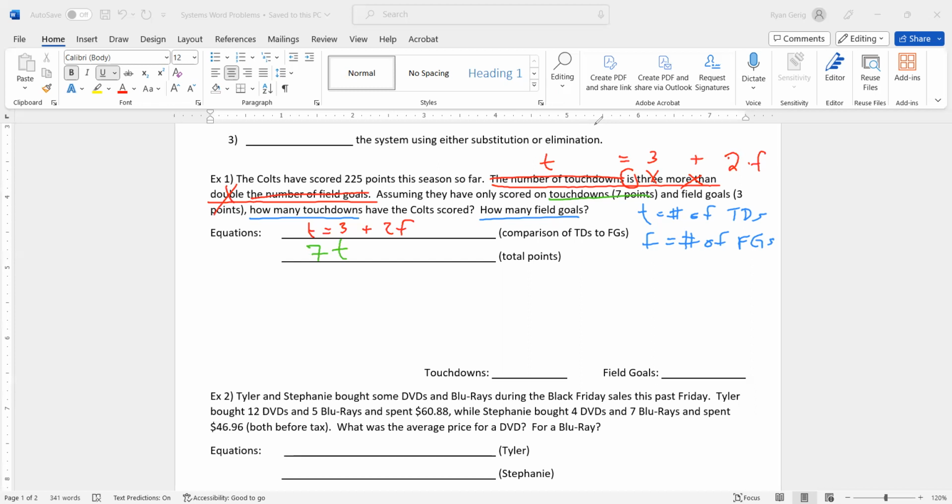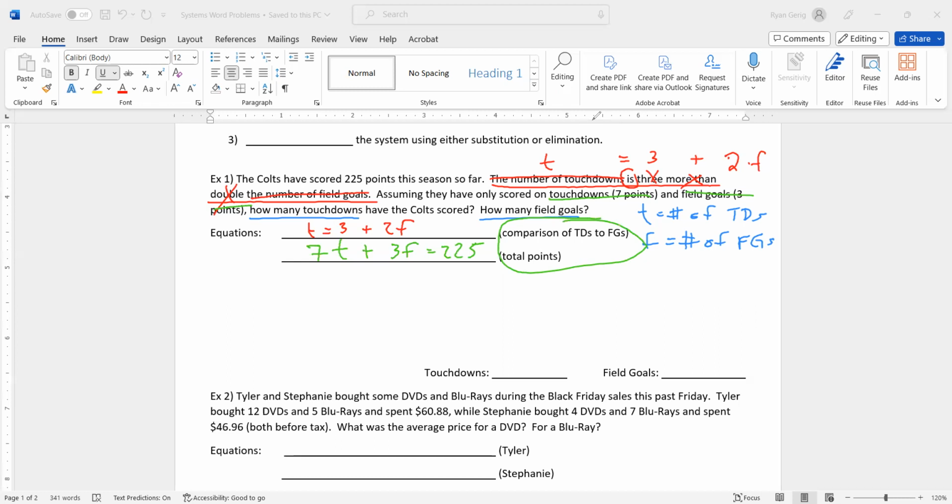Field goals are 3 points. So that's 3F. I kick a field goal. Let's say I kick 4 field goals. Each of them's worth 3 points. That's 12 points. What do I do with the number of points from touchdowns and the number of points from field goals? I add them together, and that equals the points they've scored so far, which is 225. There's step 2. Those are the 2 equations. I'm not always going to tell you this part right here. You're going to have to be able to identify those on your own. But for this first problem, I did.